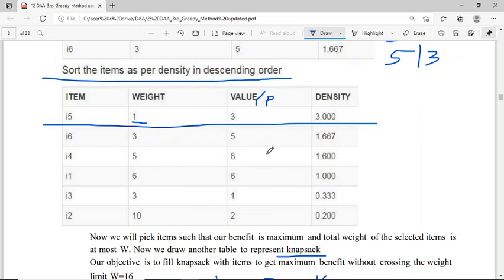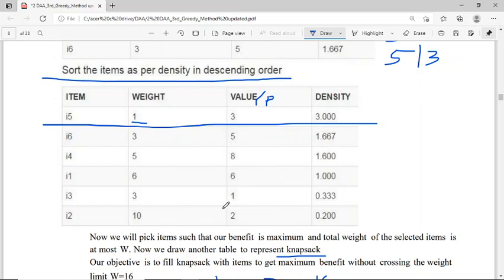The main concept here is that whichever has the less weight, we need to add that first, because we want to cover the maximum number of items in our bag. Maximum items in the bag means we will get more profit. So here we arrange them like 3, 1.6, 1.6, 1, 0.3 and 0.2. This is the profit.